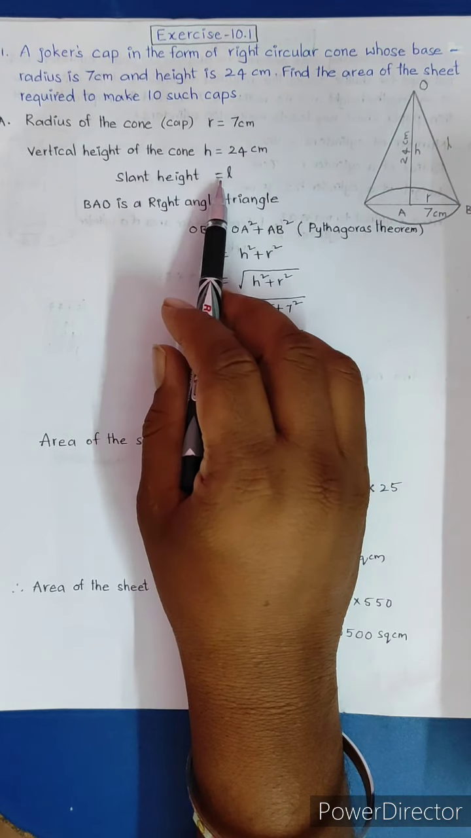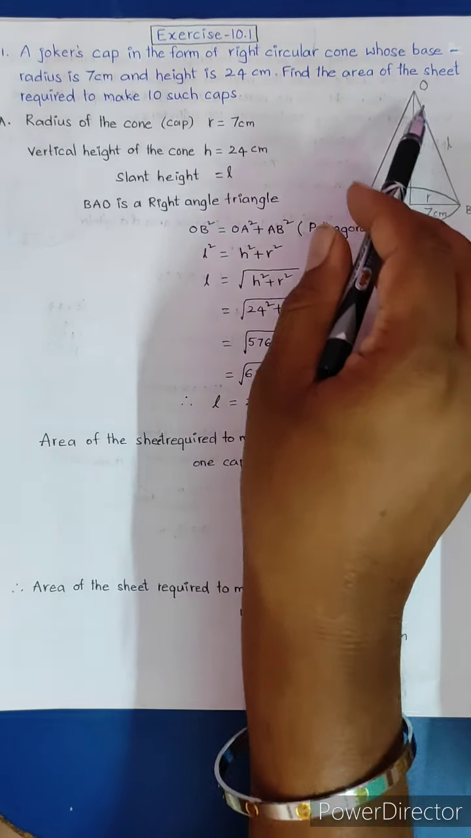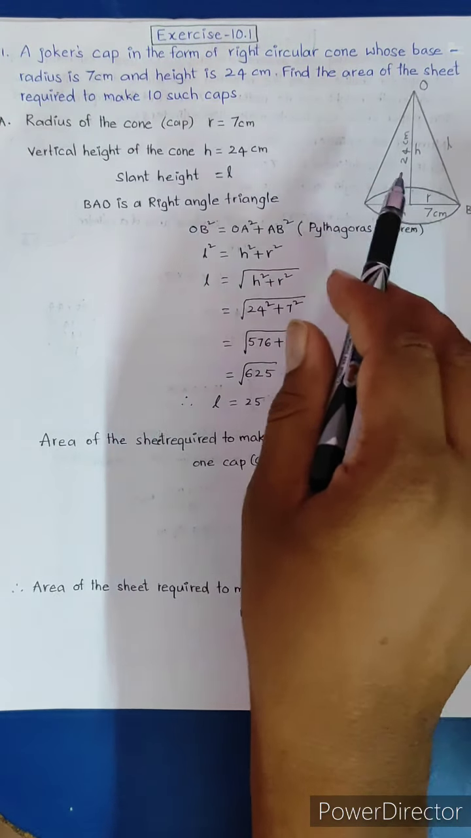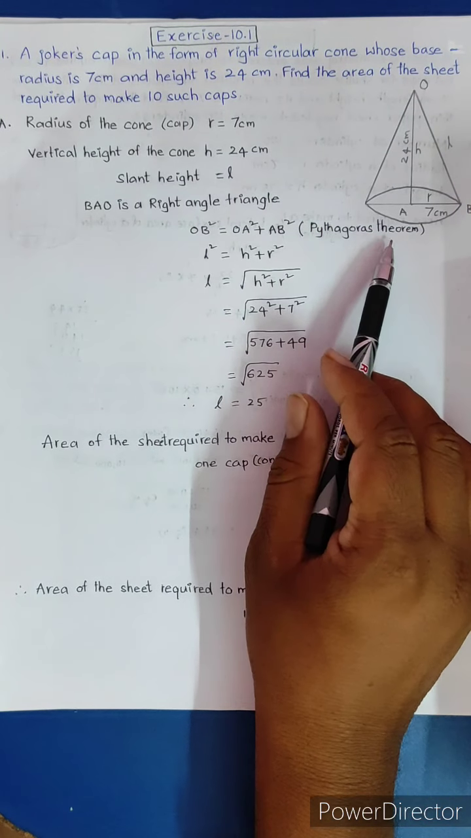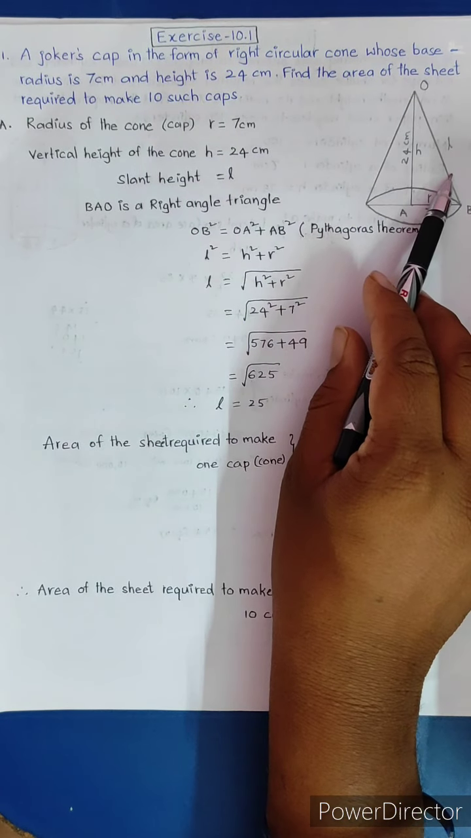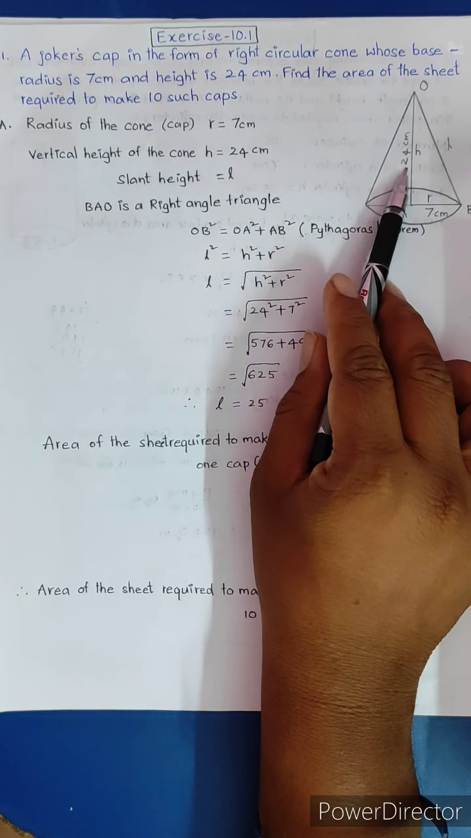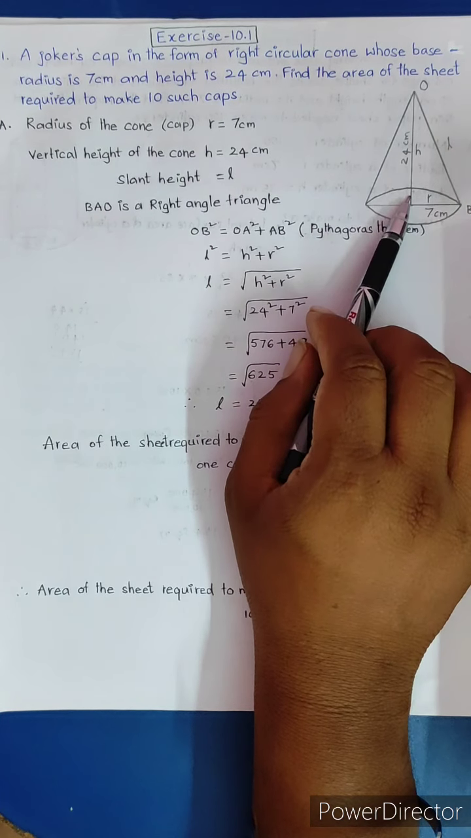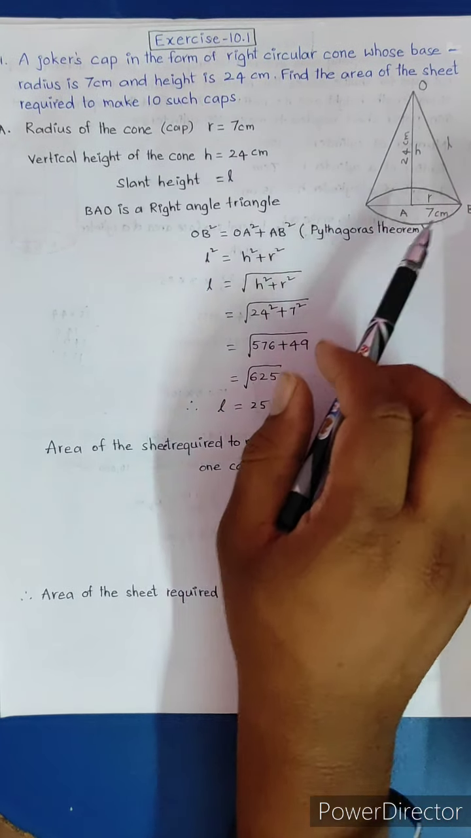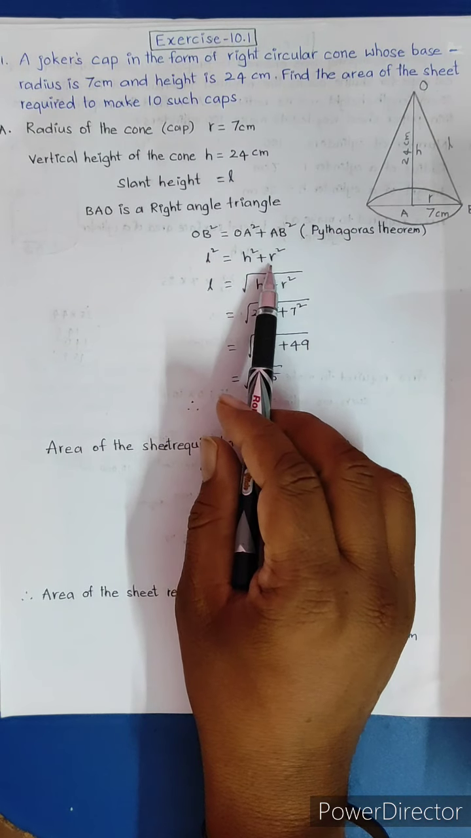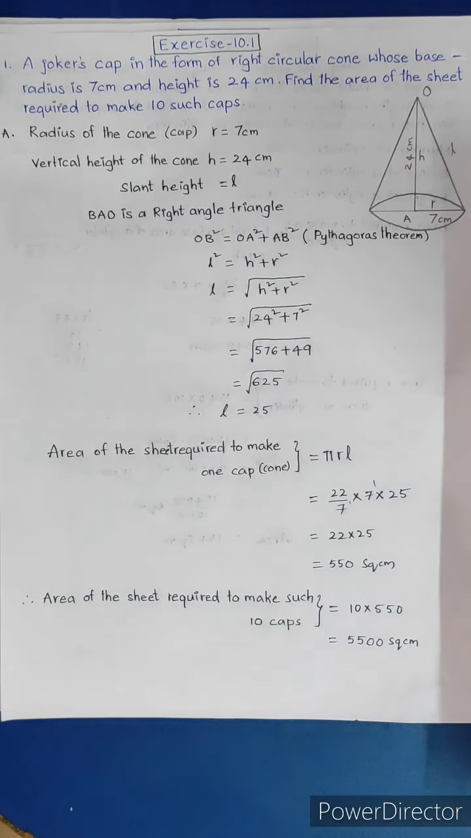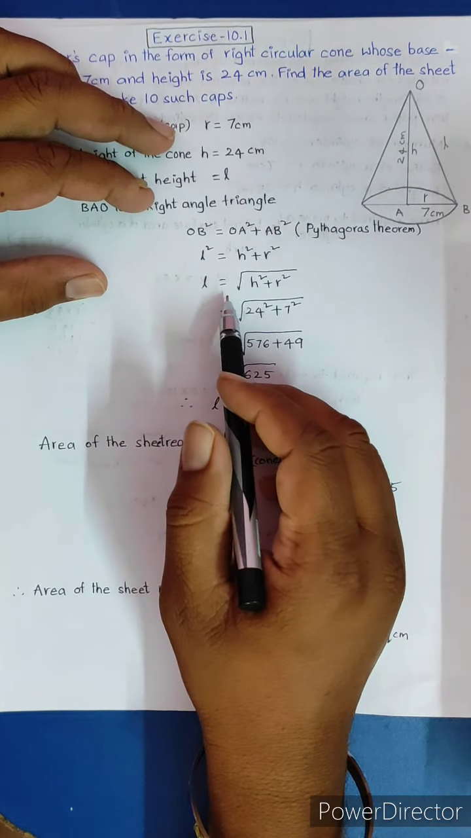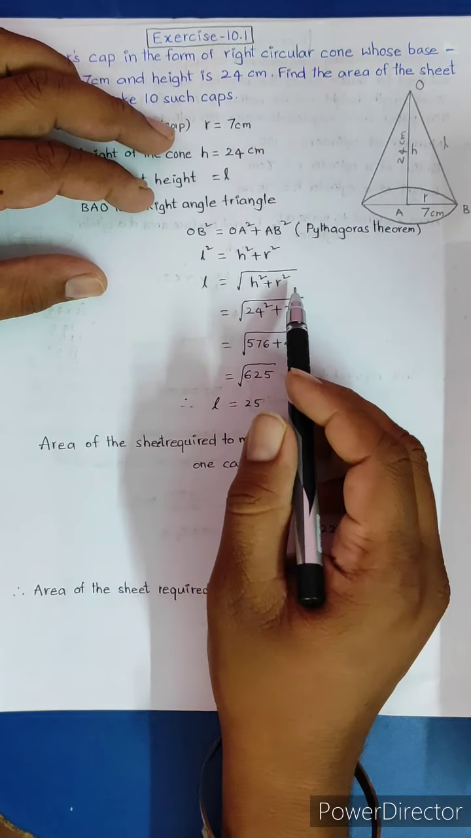Now the slant height we don't know. Slant height means this l. If you observe, AOB is a right angle triangle. Using Pythagoras theorem, hypotenuse square is equal to base side square plus perpendicular side square, meaning OB square is equal to OA square plus AB square. Then l square is equal to h square plus r square. When you send the square to the other side, it becomes a square root. l is equal to the square root of h square plus r square.